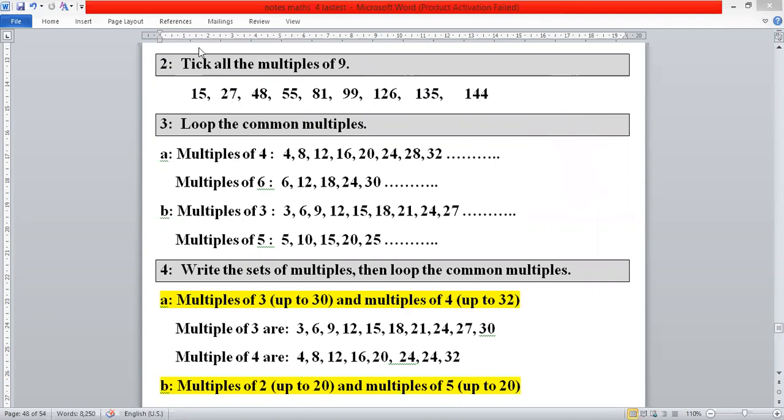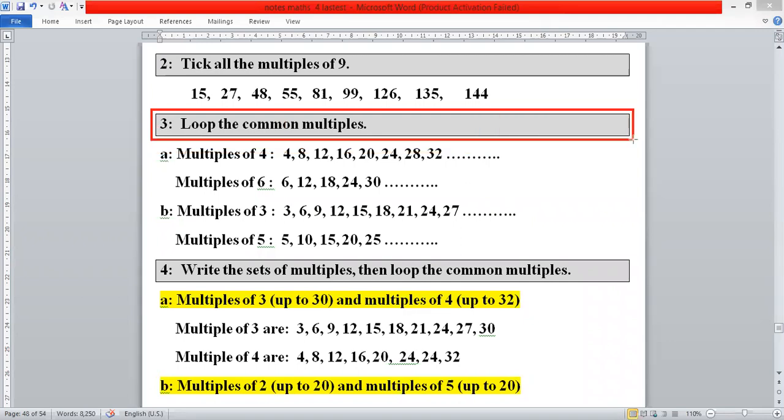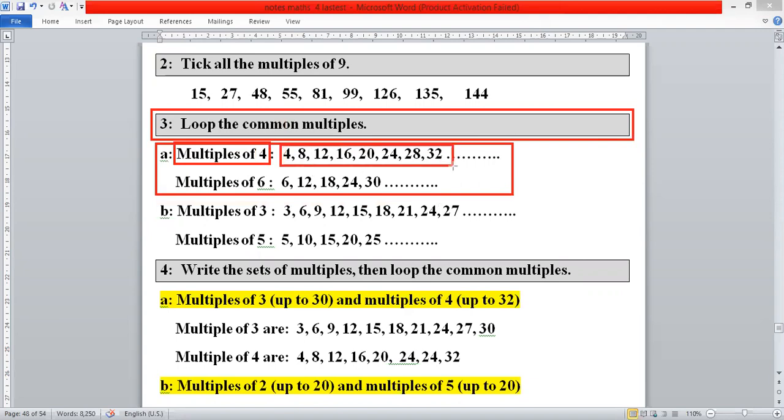Question 3. In question 3, loop the common multiples. Here, in question 3, there are 2 parts. In both parts, multiples of numbers are given, and we will just loop, circle the common multiples. In the first part, multiples of 4 are given: 4, 8, 12, 16, 20, 24, 28, and 32, and so on.